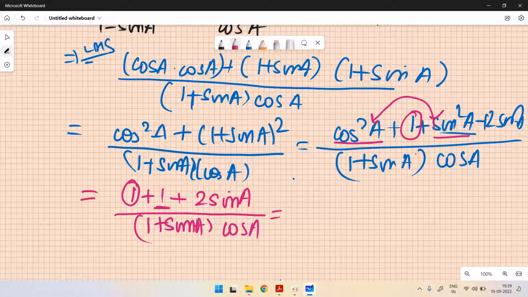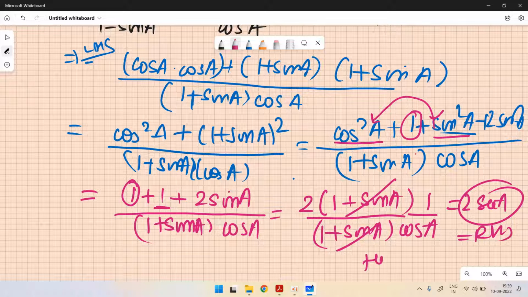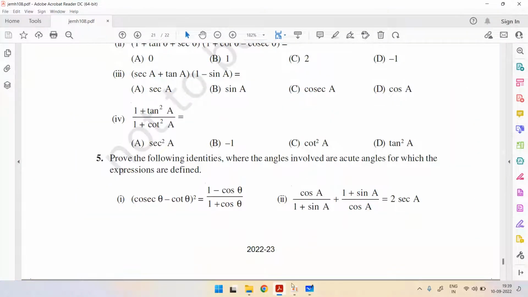Now this 1 plus 1 is 2, so this 2 I will take common, this is 2, 1 plus sin A, and if I take that to be denominator, this is 1 plus sin A, this is cos A. 1 plus sin gets cancelled, and you know that 1 by cos A is nothing but secant A, which is nothing but 2 into secant A. This is my RHS. Since LHS is equal to RHS, hence proved.